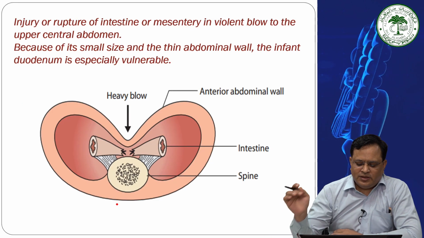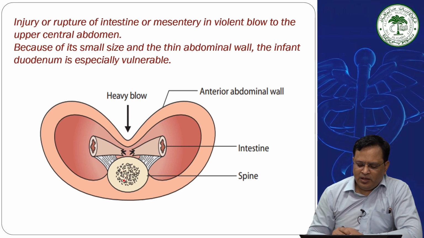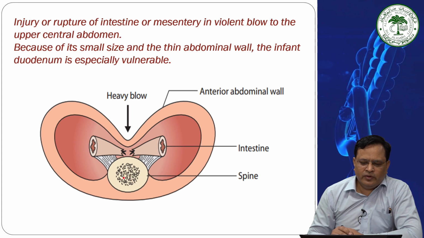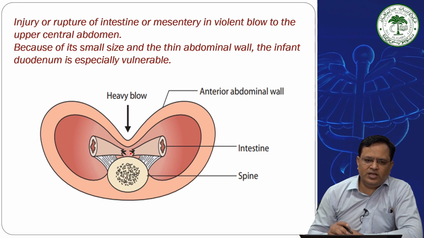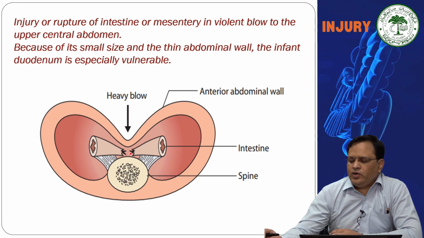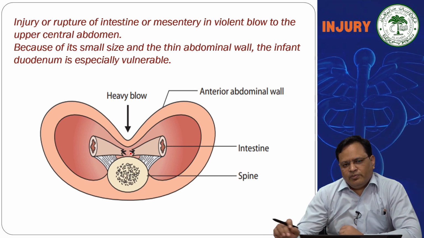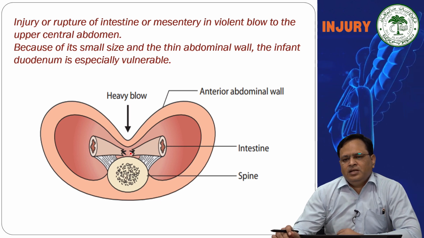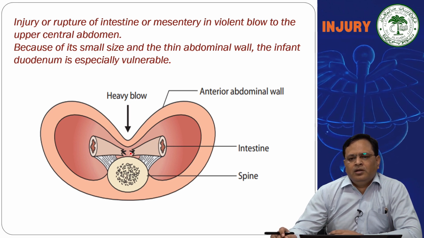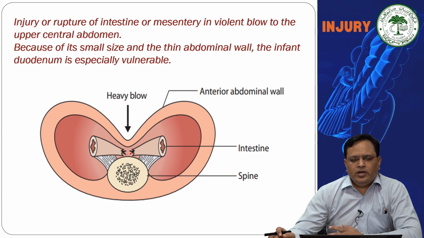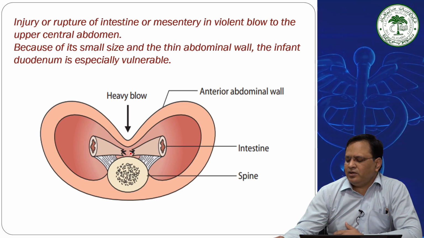This is the diagram which shows that if a heavy blow comes from the outside, the spine being the effective counter force, the intestine or the mesentery is crushed between these two forces and can lead to bleeding or bruising depending upon the amount of force. Injury or rupture of the intestine or mesentery can occur in a violent blow to the upper central abdomen. Because of the small size and thin abdominal wall, the infant duodenum is easily vulnerable to transection or rupture.